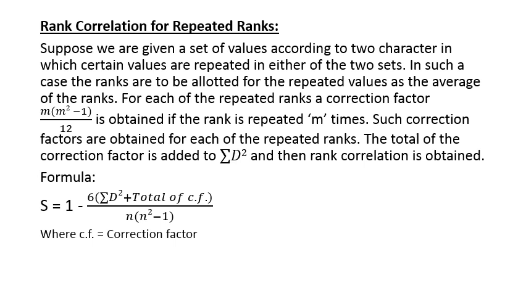Suppose we are given a set of values according to two characters in which certain values are repeated in either of the two sets. In such a case, the ranks are to be allocated for the repeated value as the average of the ranks. For each of the repeated ranks, a correction factor is obtained if the rank is repeated m times. Such correction factors are obtained for each of the repeated ranks. The total of the correction factors is added to sigma d square and then rank correlation is obtained.